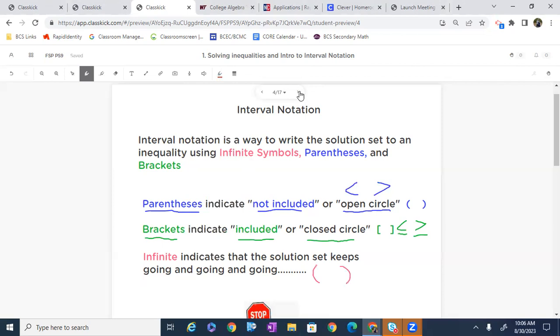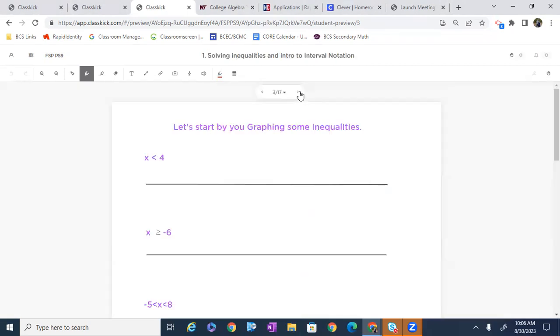So let's go back and do a couple and write some interval notation. First thing, it says x is less than 4. We're going to just do some basic graphing. So I'm going to go to 4. I'm going to put a reference 0. It is less than, so it is an open circle. And we're going to go to numbers that are less than 4, such as 0. And we're going to shade in this direction.